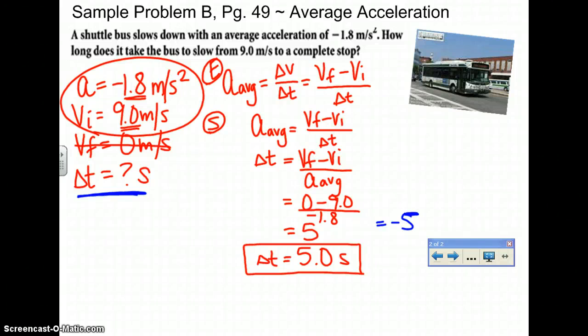If you have a negative 5, what does that imply about your time? If you have negative time, what were you doing? You're going backwards in time, right? This bus can't slow down going backwards in time. Not at this level of physics, at least. Okay, so that should be a really good indication that, once again, these signs are just implying direction, not numbers, okay? So you should not have a negative 5 for your answer there. Once again, the final answer is 5.0 seconds.